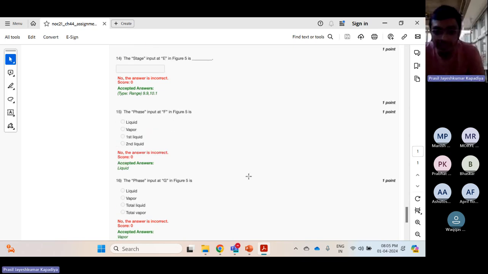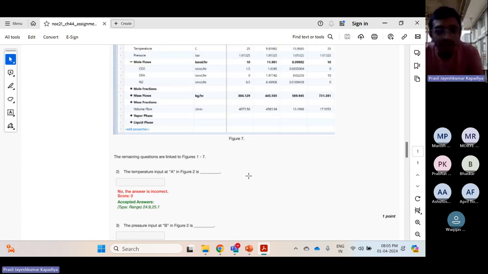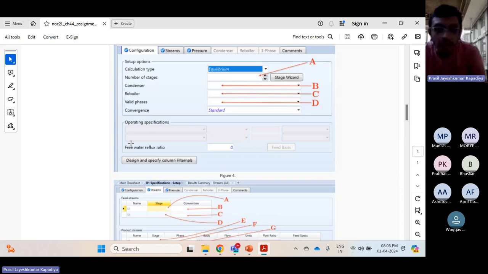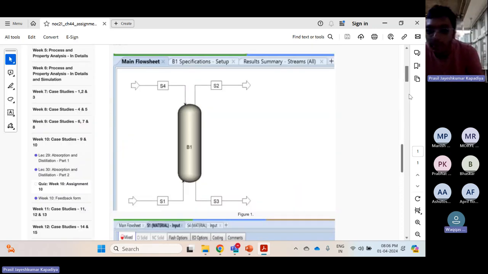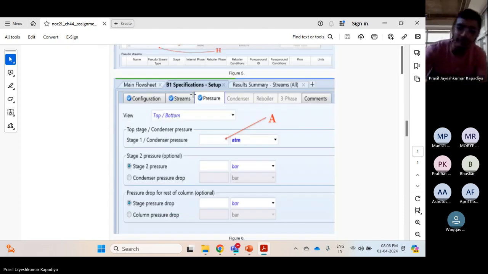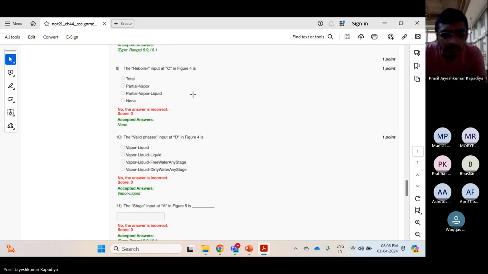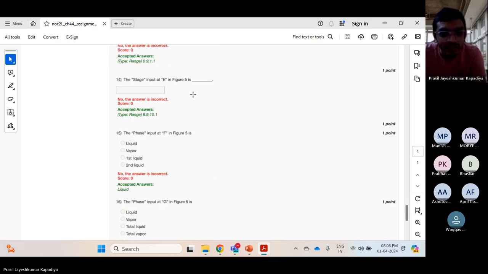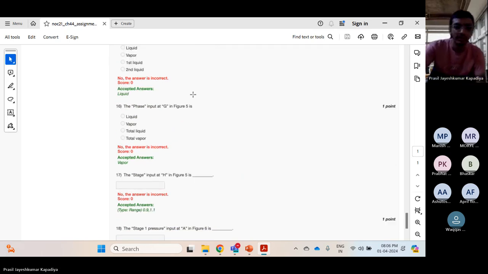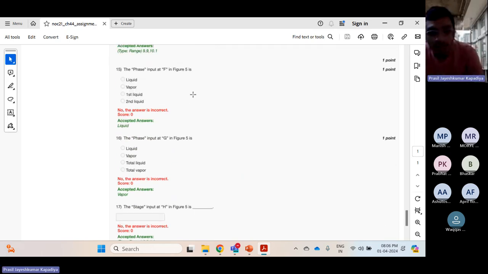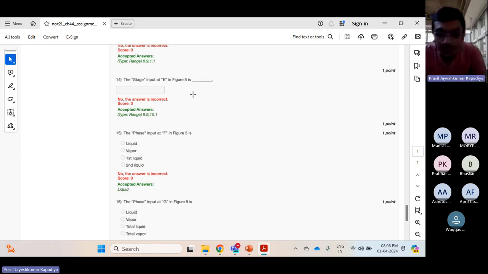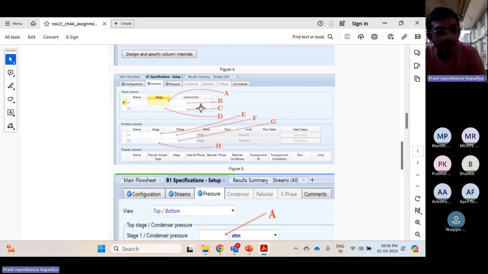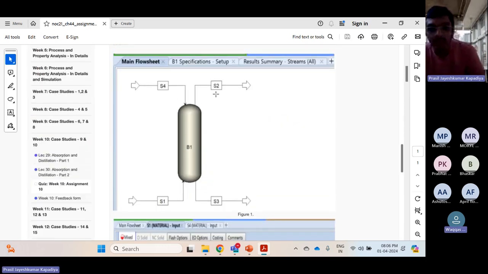The phase input at G in figure 5. So let's first see what G is. G is this. G is for the H2 stream. So what is the phase of the H2 stream? The H2 stream is vapor. Okay, what was the number? 16. Vapor, correct. Question number 17, the stage at input H. So it will be for this stream only. What is the input? It is from stage number 1, right? This input. Yeah, stage 1. H2 is from stage 1.